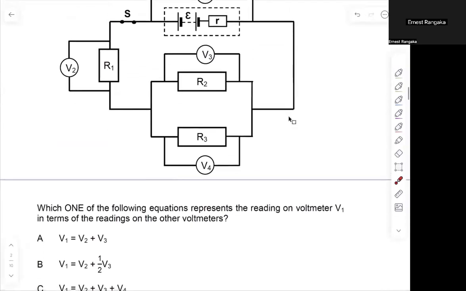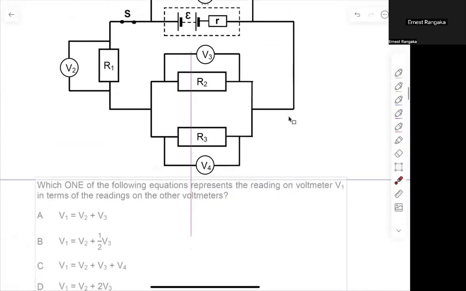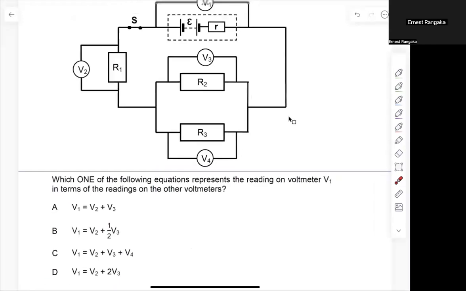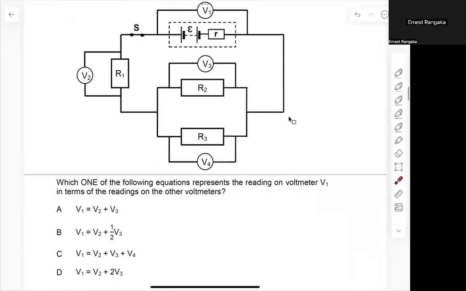So let's quickly have a look. I'm going to just move this up a little bit so we can quickly see this together. It says which one of the equations represents the voltmeter reading on voltmeter V1. So V1 is the one that's connected across my battery. Then V2 is with R1, V3 is with R2, V4 is with R3.